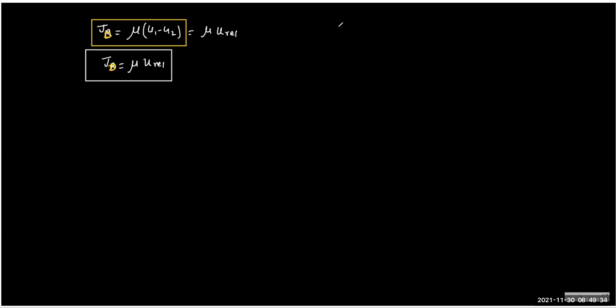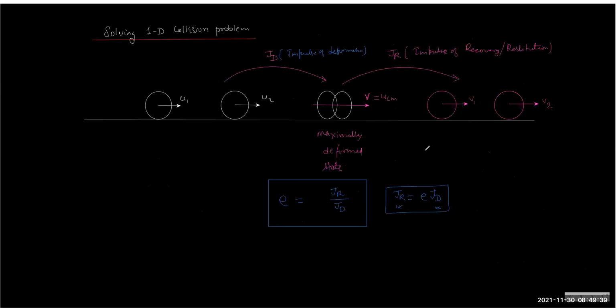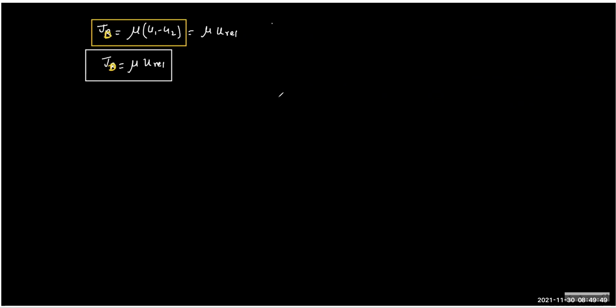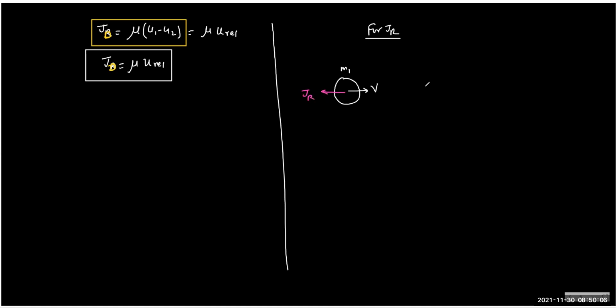And JR is the recovery phase. In the recovery phase, you can see that you go from maximally deformed to the separation. And the impulse will keep on acting in the same way, even further. So for JR, the first object m1 is now in the state v, and the impulse is still acting backward on the first mass, and eventually it will move with velocity v1.